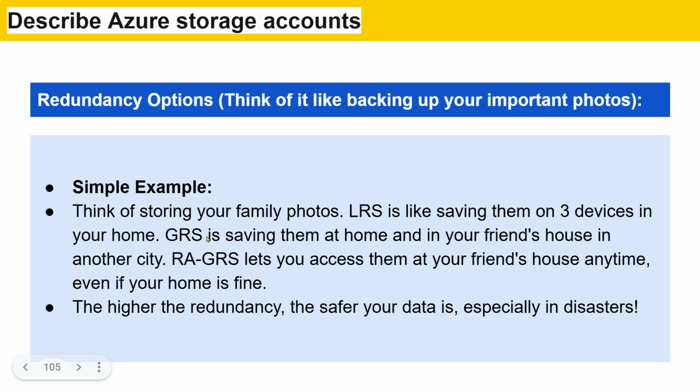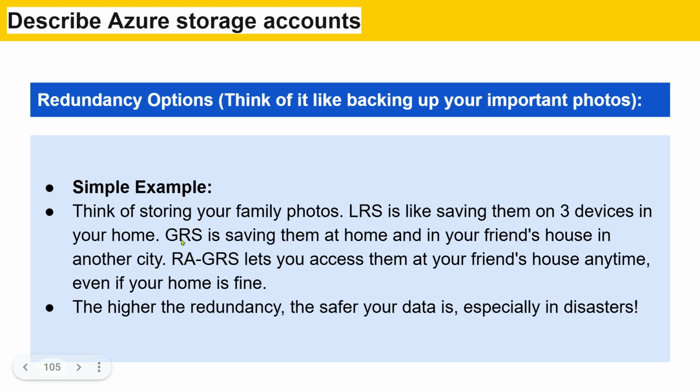Geo redundant storage means what? It is saving them at home, where you already have 3 copies in 3 devices, and also at your friend's house in another city. Your friend is staying in some other city, and you also gave him copies to keep. So he has kept it. So GRS is geo redundant storage, far away from your city, you are storing the data. RA-GRS means what? It lets you access them at your friend's house anytime. So the friend is far away, but through the internet you can connect, access and see the data. That is called read access. You get read access to geo redundant storage. Okay.